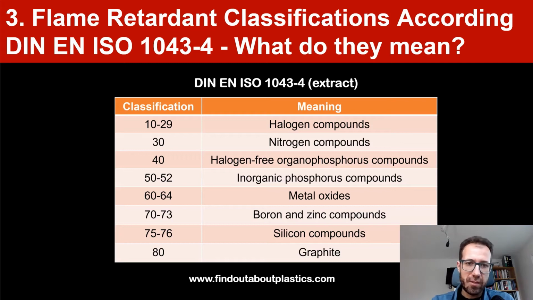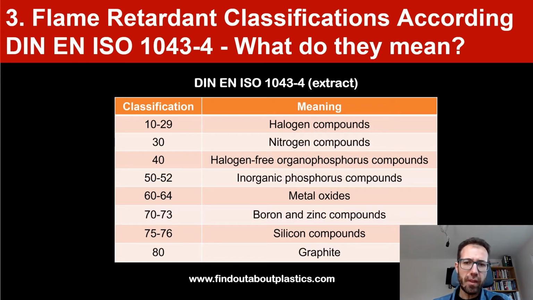And there you see it starts with 10. This can be halogen compounds, and then we have also 50 inorganic phosphorus compounds, 60 is the metal oxides, 70 boron and zinc compounds. Everything above 75 is silicon compounds, and also graphite is used as a flame retardant. So there are more classified, but these are in plastics the most used.